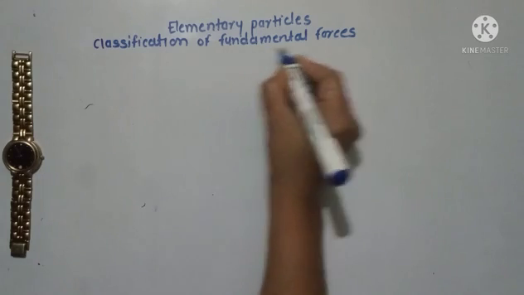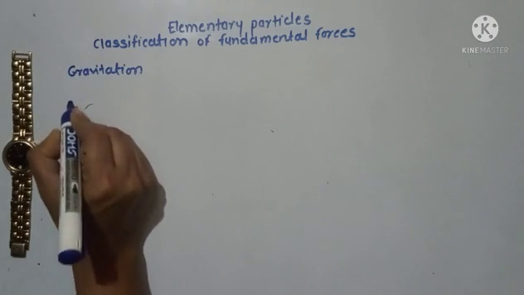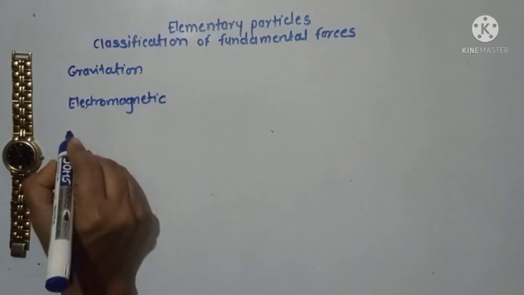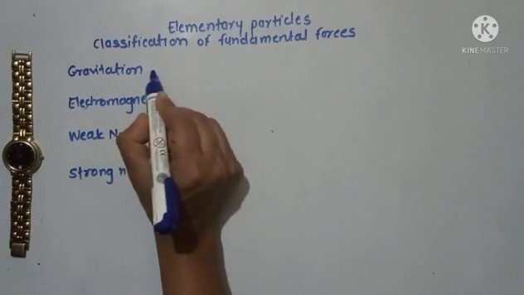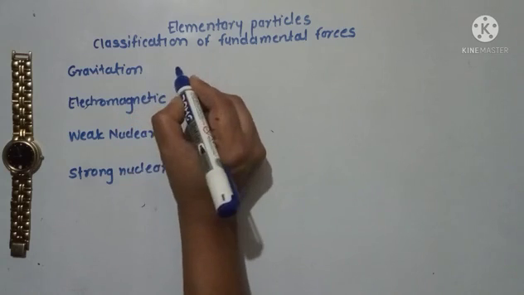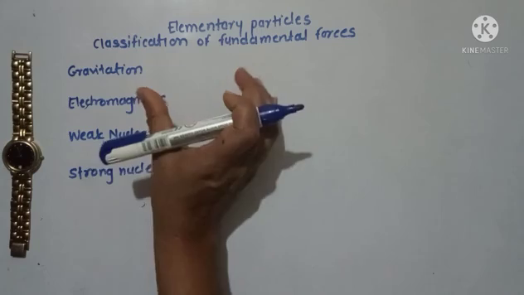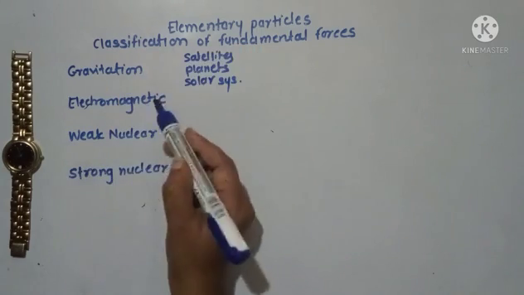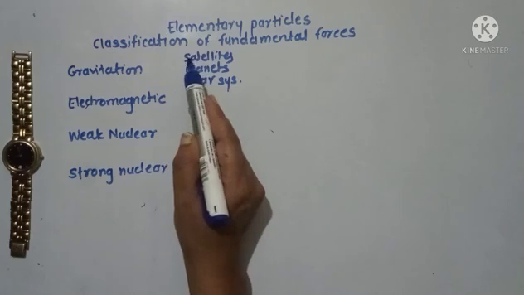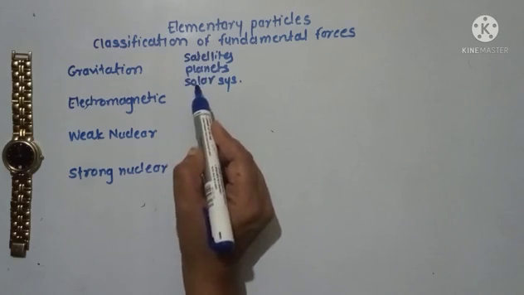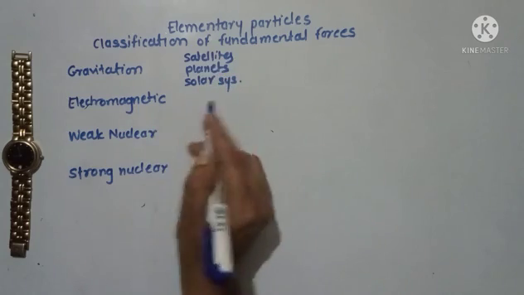Generally, we classify forces into four types. First one is gravitation, electromagnetic force, weak nuclear force, and strong nuclear force. So we know that this gravitational force field is due to the mass, and it is responsible for the holding of the solar system or holding of the galaxies at a particular place in the universe. With the help of the gravitational force field, we can derive the forces between the satellites, planets, and the solar system. So this is the force which is responsible for holding all these things together in a universe.